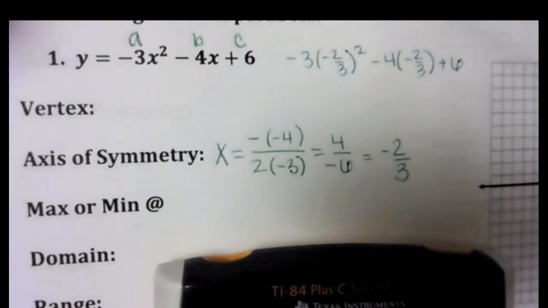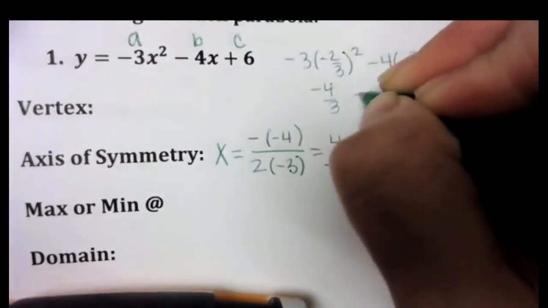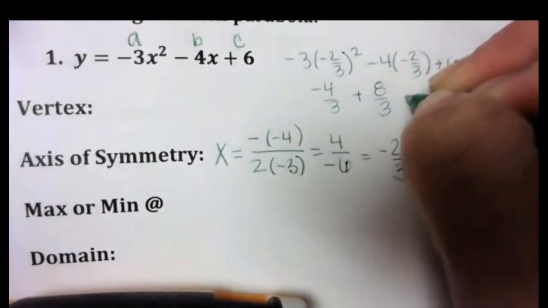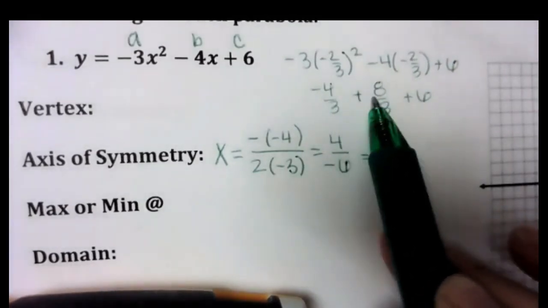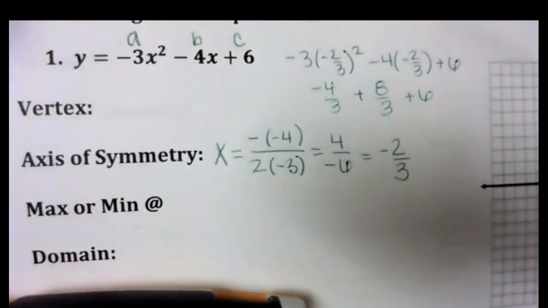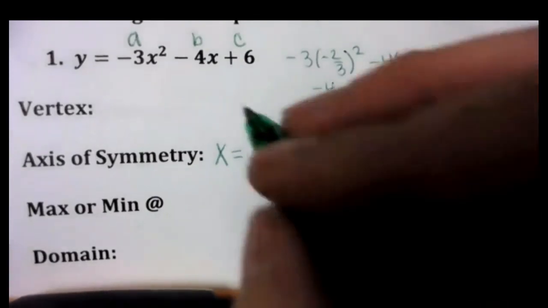So you take negative 2/3 squared. That gives you a positive 4/9. Multiply that by negative 3, and you get negative 4/3. Here, a negative times a negative is a positive 8/3, and then 6. So negative 4/3 plus 8/3 is 4/3. 4/3 plus 6 gives you 22/3, which is approximately 7.3 repeating.